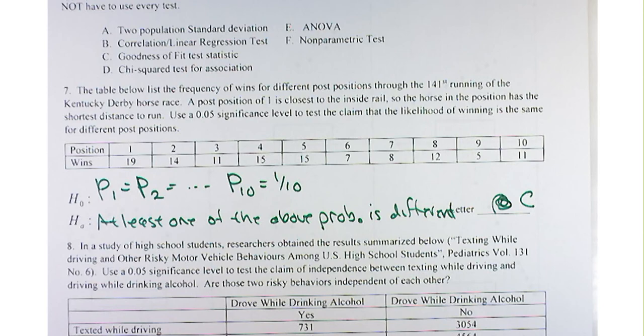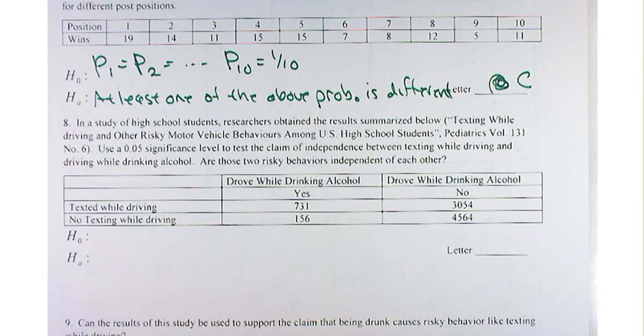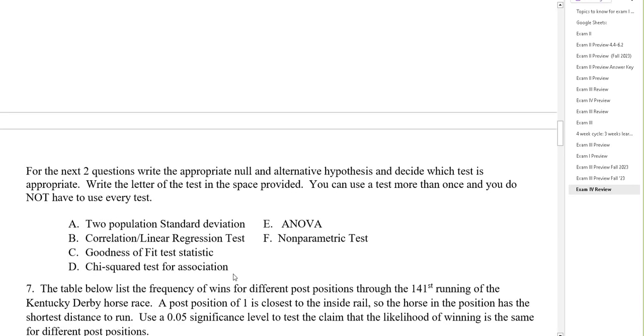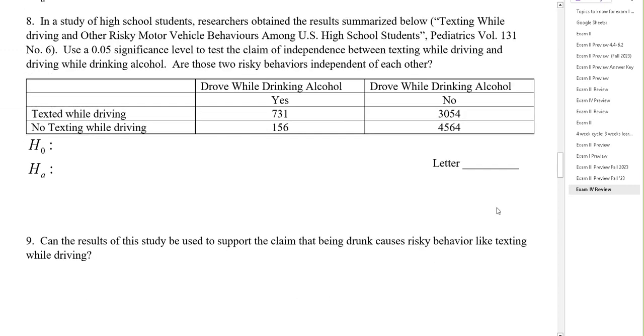All right. Let's move on down to this one. In a study of high school students, researchers obtained the summarized results below. Use a 5% significance level to test the claim of independence between texting while driving and driving while drinking alcohol. So which hypothesis test am I going to use here? D. Chi-square test for association. Yeah, you want to see if these two things are related.